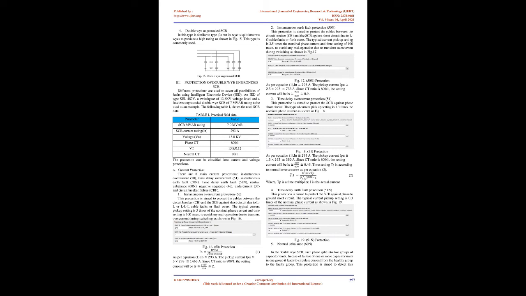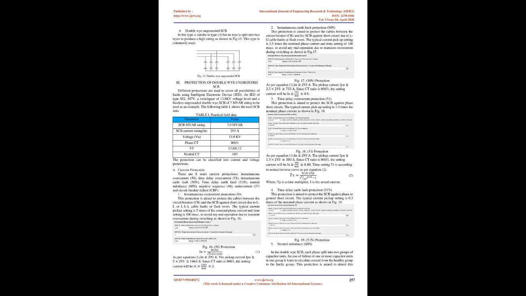The pickup current. Time delay overcurrent protection, 51. This protection is aimed to protect the SCB against phase short circuit. The typical current pickup setting is 1.3 times the nominal phase current, as shown in Fig. 18. As per equation 1 in 293A, the pickup current. Normal inverse curve as per equation 2.